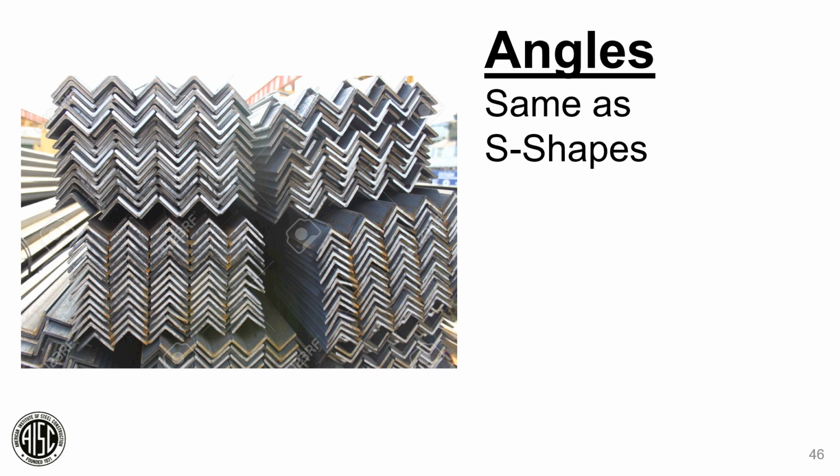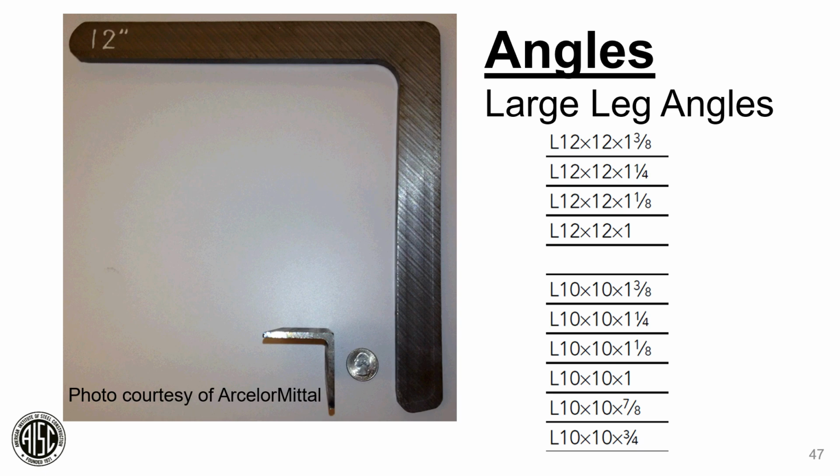Angles. Again, angles are the same as S-shapes. You have 36 KSI material and more commonly now 50 KSI material. But I do want to talk to you about large leg angles. Large leg angles are available in 10 by 10 and 12 by 12. In the picture, you see a 12 by 12, which is adjacent to a 3 by 2.5 angle, so you get the idea of scale. Also, you can see the quarter in the picture, so you actually can see the scale we're looking at there.